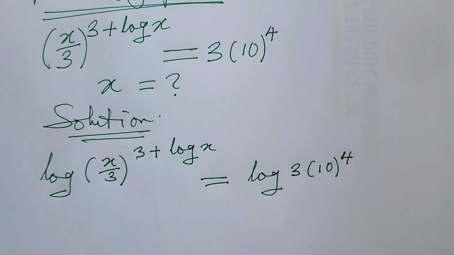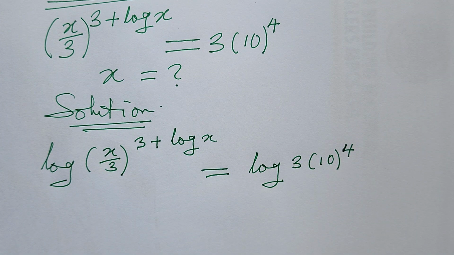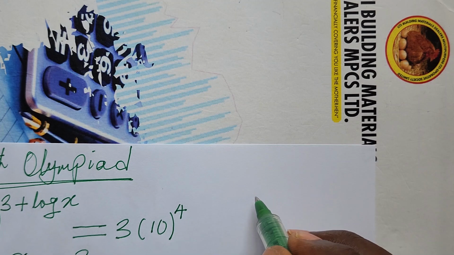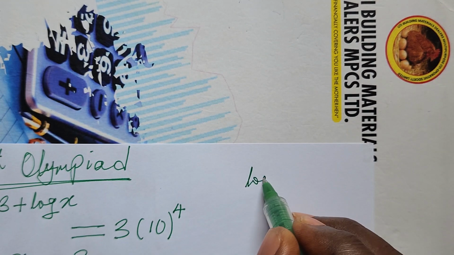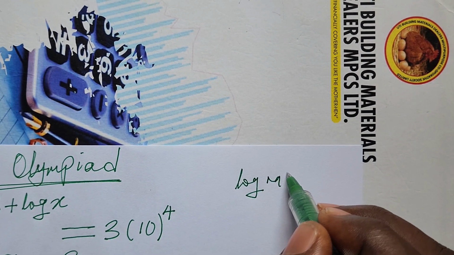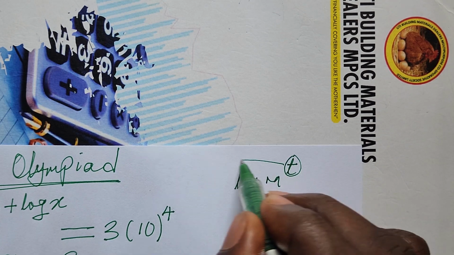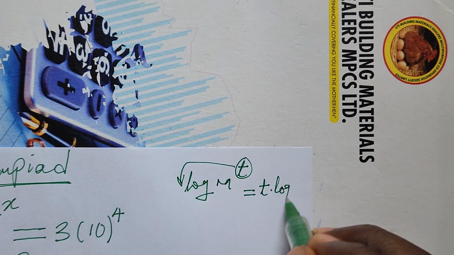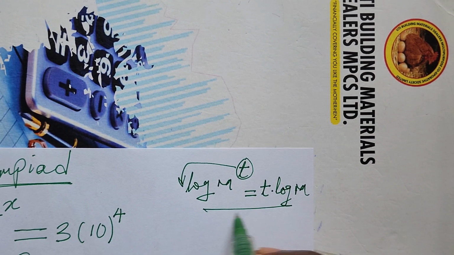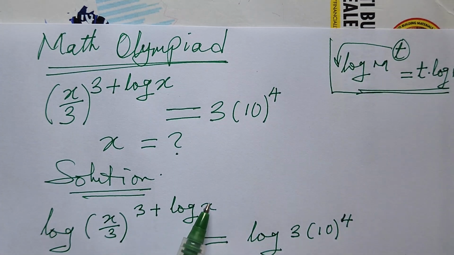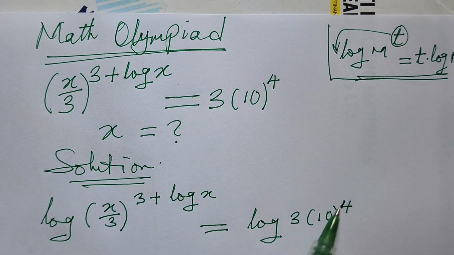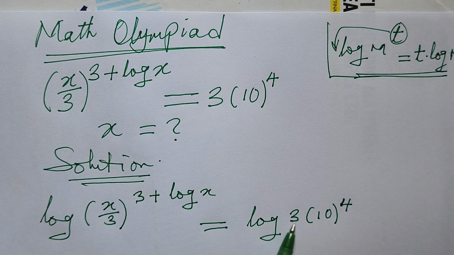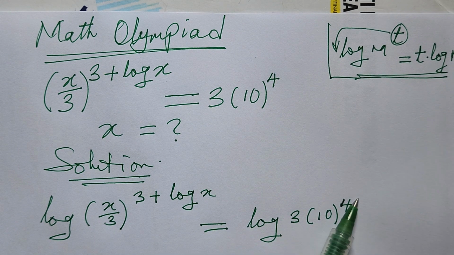Also, we will make use of some laws of logarithm that enable us to solve this. The first one is the power law of logarithm. It says that if you have log of m to the power of t, then move the power to this side. So this is going to give us t times log m. Remember this law? We can apply that here, but here we have a product, so we're going to handle this product first before I apply the law here.